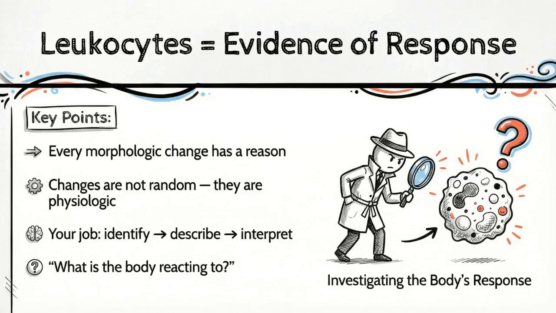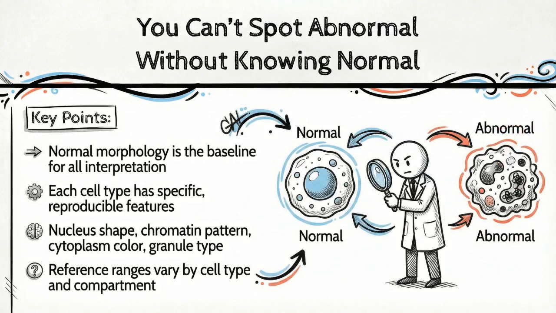So, let's start by getting our baseline straight. I cannot stress this enough: you absolutely cannot recognize abnormal if you don't know normal. This sounds obvious, but it's the single most common reason students make errors on the differential. If you don't have a solid mental image of what a normal segmented neutrophil looks like, you're going to misidentify a band. We're going to do a quick but thorough review of all 5 major leukocyte types.